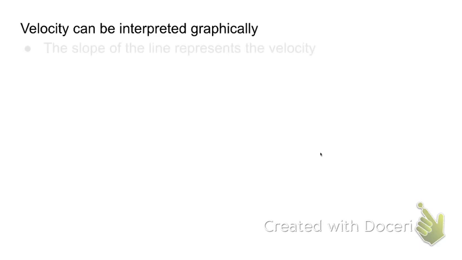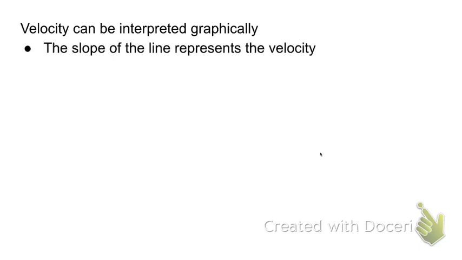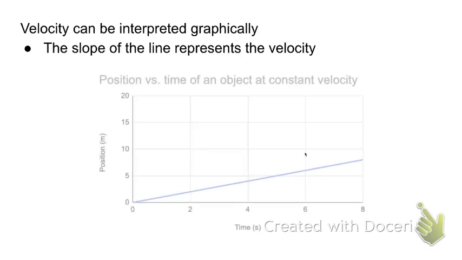Exactly. We can also interpret velocity on a graph. On a velocity time graph, the slope of the line represents its velocity. So you know how to find the slope of a line, hopefully. Yeah. We went over it in math today.